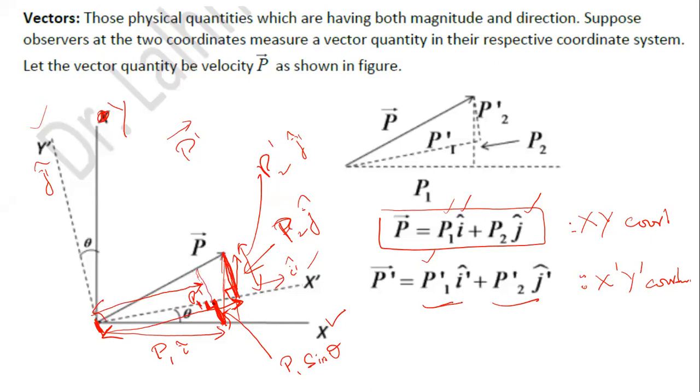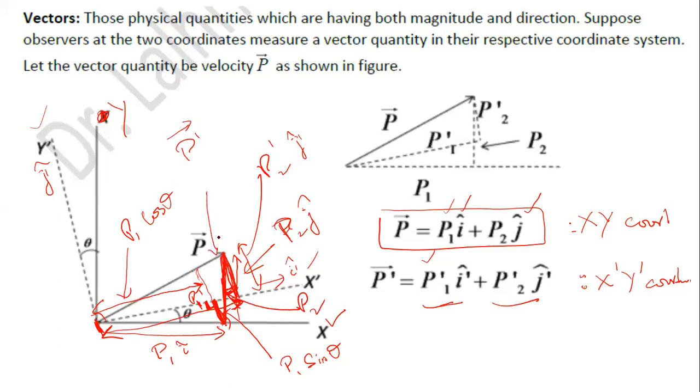Here to here, what will be this length? This length will be your P1 cos theta. Okay. Now, it's a little bit messy here. This is your P2 here. Let me trace it again. This is your P2.